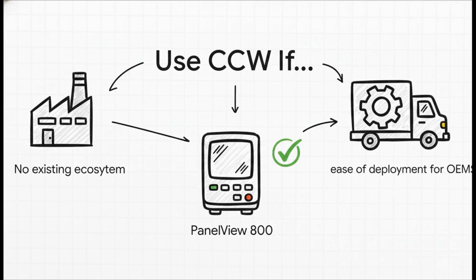Second, like we hammered home earlier, if you're building screens for PanelView 800s, CCW is your only real option right now. And third, if you're a machine builder or OEM, CCW is ideal. It's self-contained and free, which makes it incredibly easy to ship with customer projects without any licensing headaches.